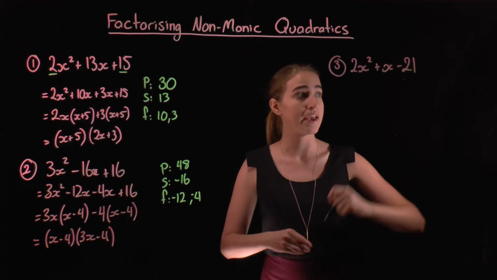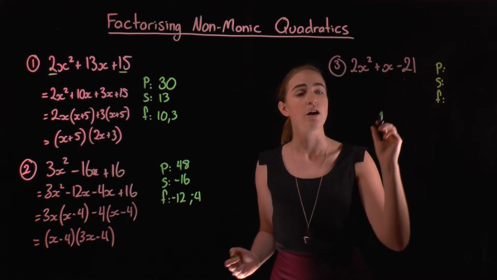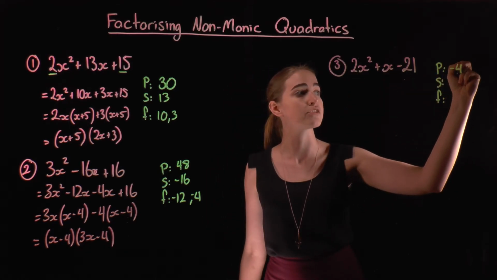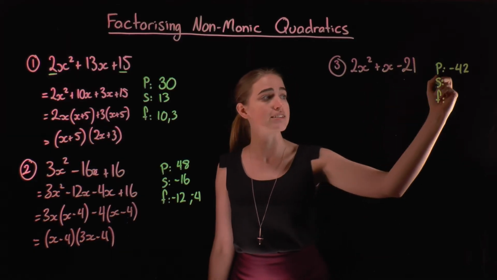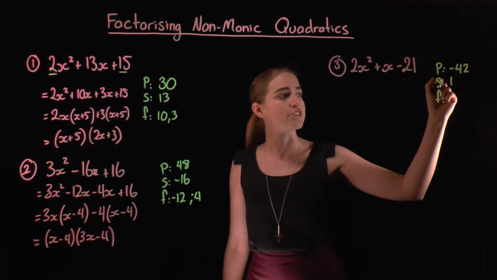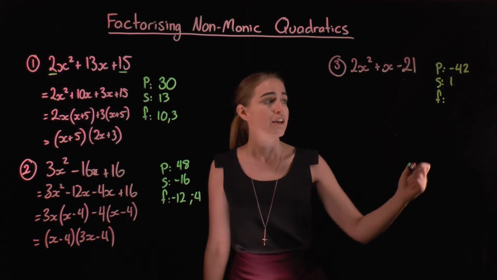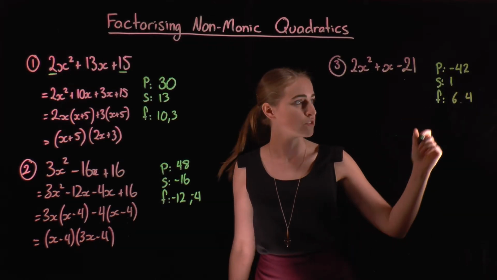So starting off with the PSF method. Now our product is going to be our 2 times minus 21, so that will be minus 42. Our sum is just the coefficient of x, which in this case is just 1. And so we want two things that multiply to give minus 42 and add to give 1. So 6 and 7 multiply to give 42. Oh, that's a 4, not a 7.